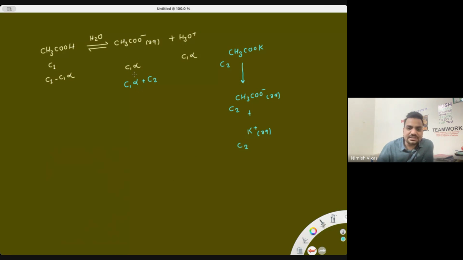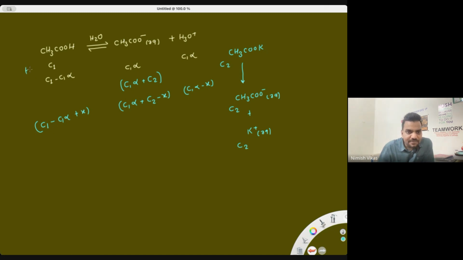Now what you can see here is this acetate ion concentration is now C1 alpha plus C2. So we have added product into the equilibrium mixture. Whenever you add product into the equilibrium mixture, reactions shift to the left hand side. So this reaction will now shift to the left hand side and this will become C1 alpha plus C2 minus X. This one becomes C1 alpha minus X. This will become C1 minus C1 alpha plus x.